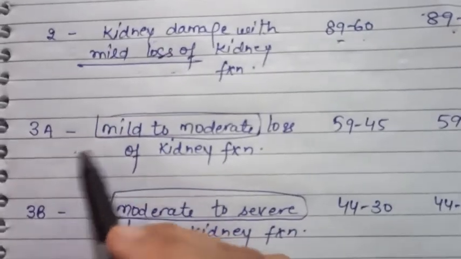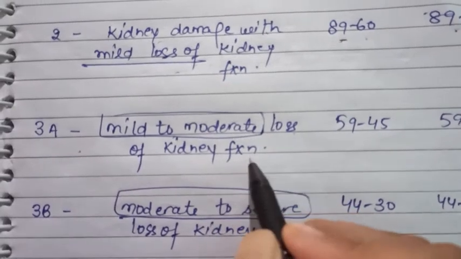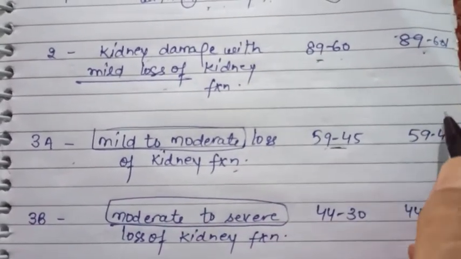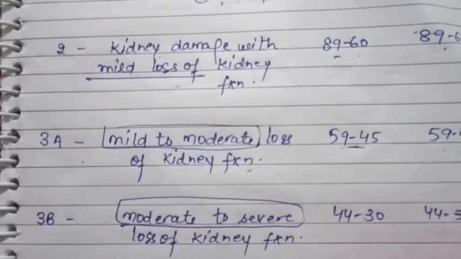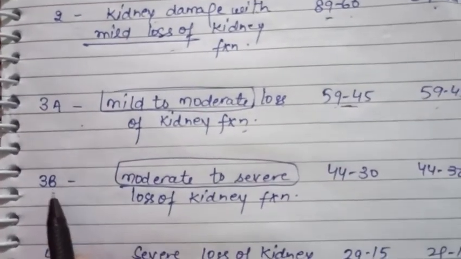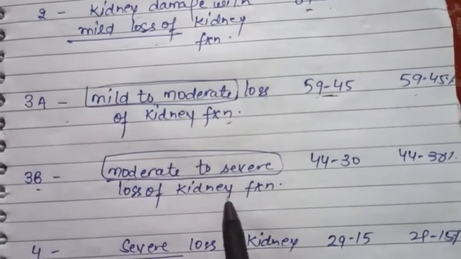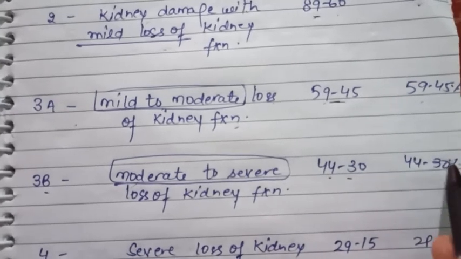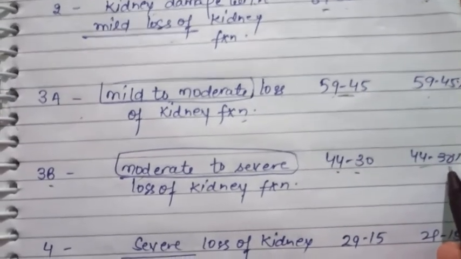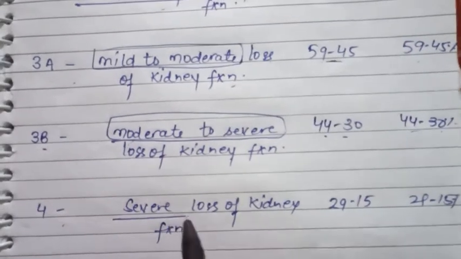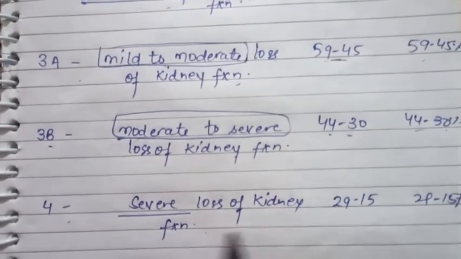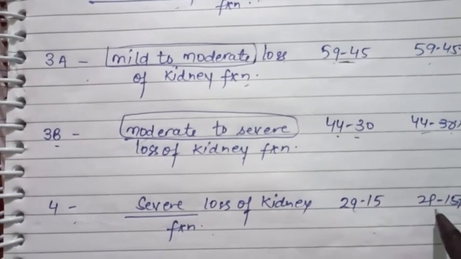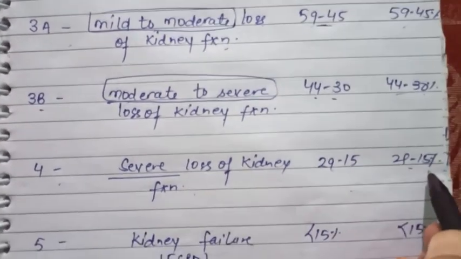Stage 3A includes mild to moderate loss of kidney function. The GFR value will be 59 to 45 and the kidney will be functioning 59 to 45%. In stage 3B, moderate to severe loss of kidney function, the GFR value will be 44 to 30 and the kidney will remain functioning 44 to 30%. In stage 4, there will be severe loss of kidney function, the GFR value will be 29 to 15, and the kidney will remain functioning only 29 to 15%.